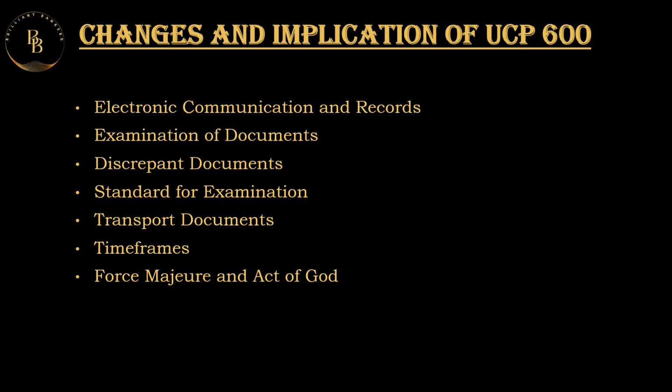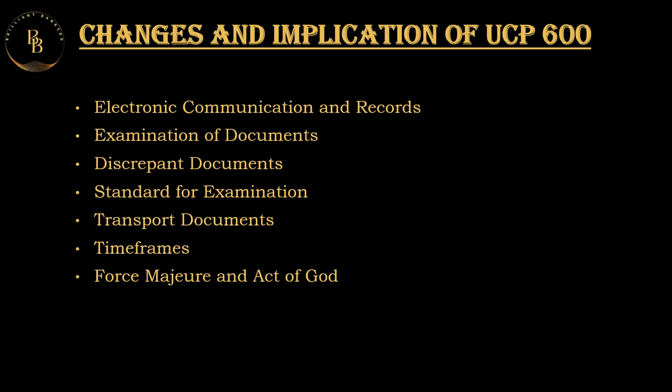Overall, UCP 600 aimed to modernize and streamline the process of using letters of credit in international trade. Banks needed to familiarize themselves with these changes and adjust their procedures and systems accordingly to ensure compliance and efficiency in their letter of credit transactions.